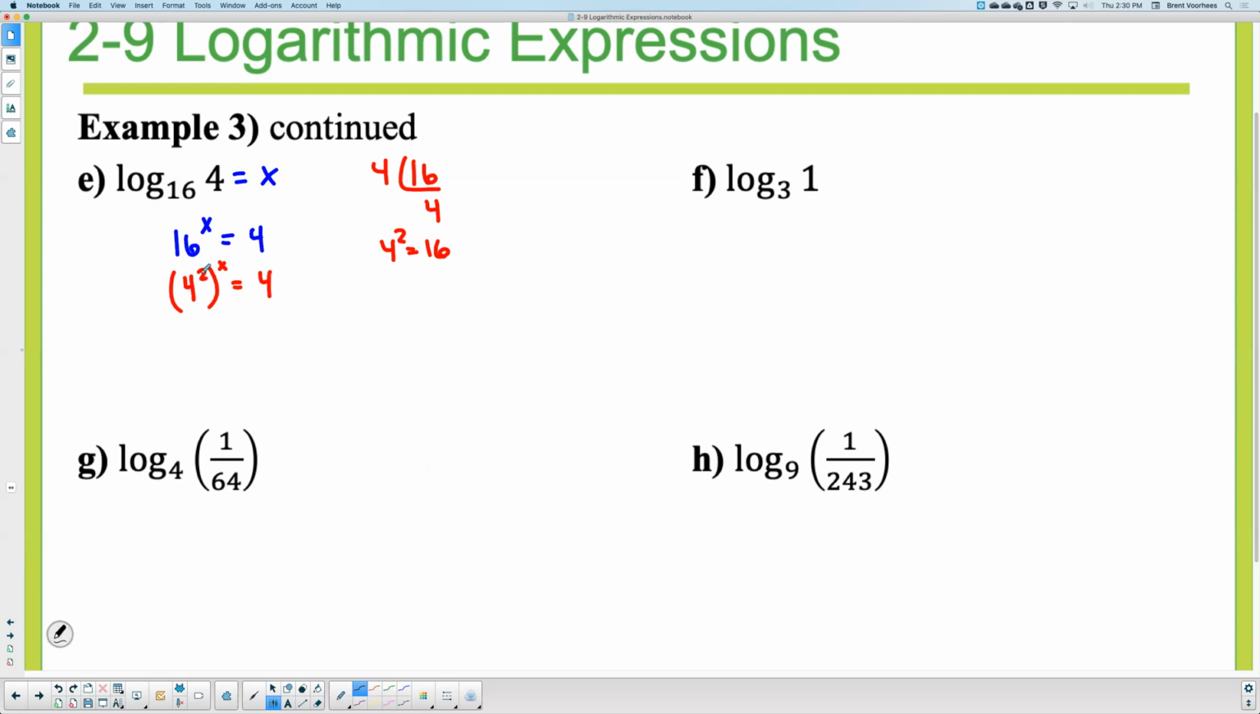What's our exponent rule when it's a power raised to another power? You multiply. So it's 4 to the 2x equals 4. If it just says 4, the power is 1. So I'm going to do the one-to-one property. 2x equals 1 according to the one-to-one property. And now we have our answer. Well, not yet. How do I isolate this x? Divide by 2. So we get x is equal to 1/2.